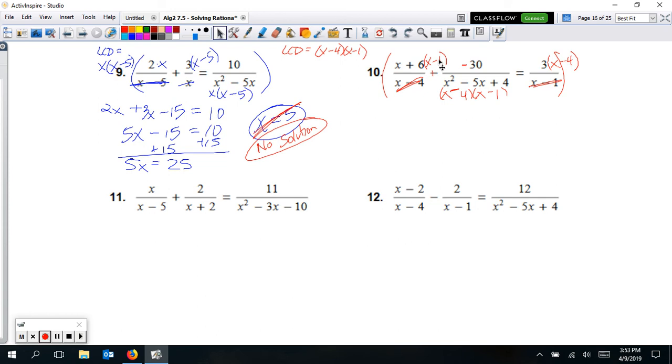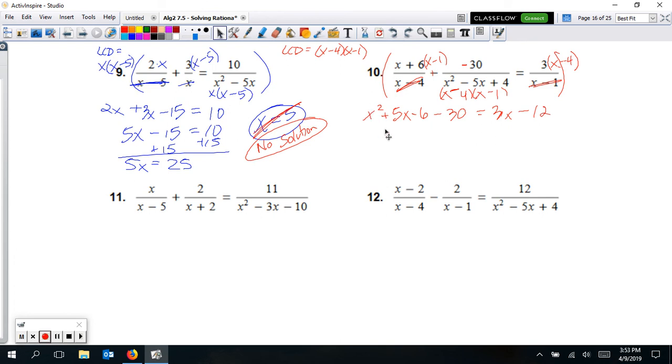So now let's do that multiplying here. We have to use FOIL for this first one. So x times x will be x squared. And then the outside is going to give me negative 1x, the inside positive 6x. 6 minus 1 will be 5x then, so plus 5x. And then your last terms here would be 6 times negative 1, that's a negative 6. Now we're just going to bring that negative 30 down, equal to 3 times x is 3x, and 3 times negative 4 would be negative 12.